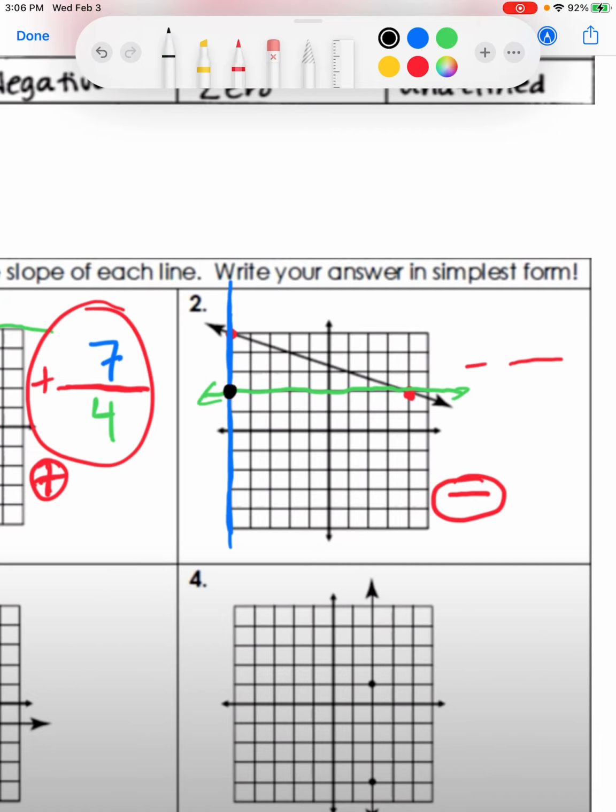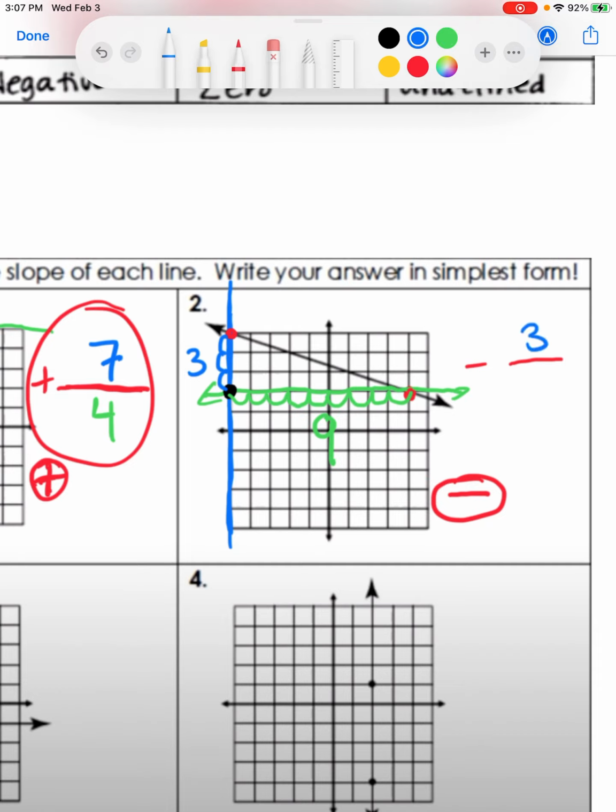So I'm counting from this top red dot down to the black dot to figure out my rise. My rise is going to be 1, 2, 3. So I have a rise of 3. Now I'm going to count my run by going from that black dot over to the right to that second red dot. And it's going to go 1, 2, 3, 4, 5, 6, 7, 8, 9. So my run is going to be 9.